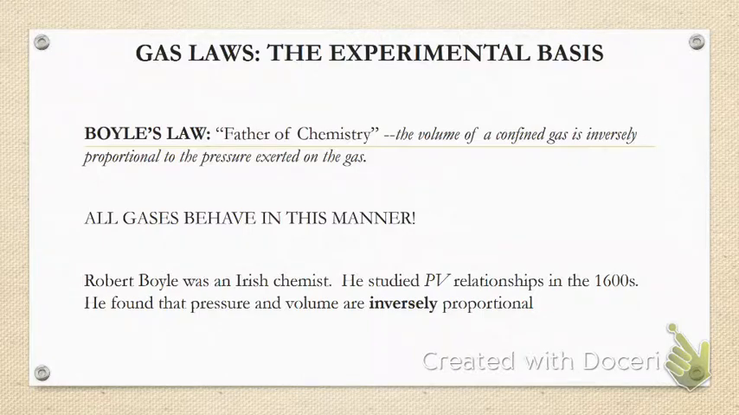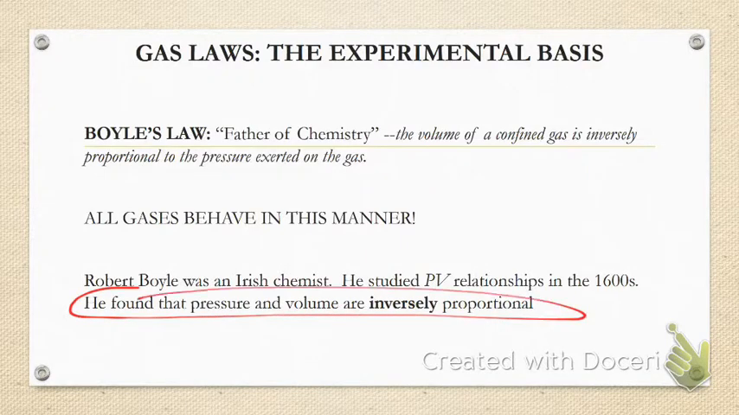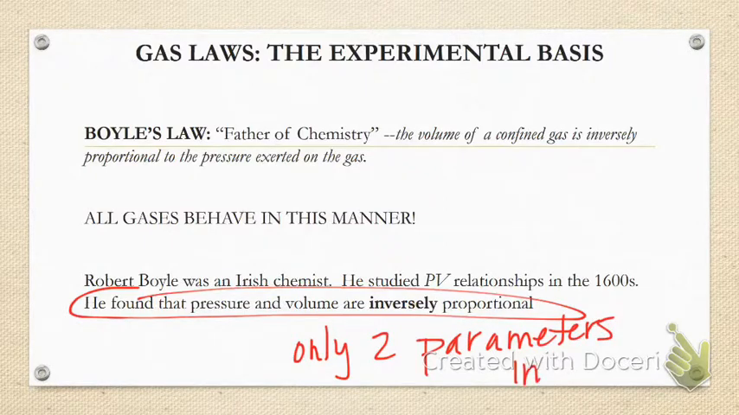We're going to start with Boyle's Law. He's known as the father of chemistry. He studied the relationships, and he found that pressure and volume are inversely proportional. Incidentally, they are the only two parameters that are inversely proportional. Everything else is going to be direct. But these are inversely proportional, meaning if one goes up, the other one goes down.